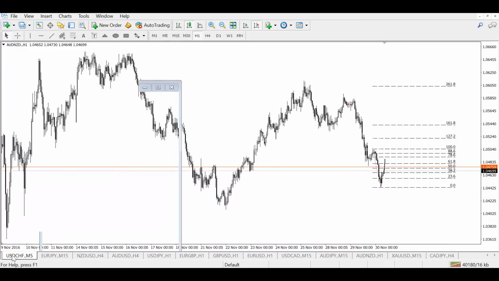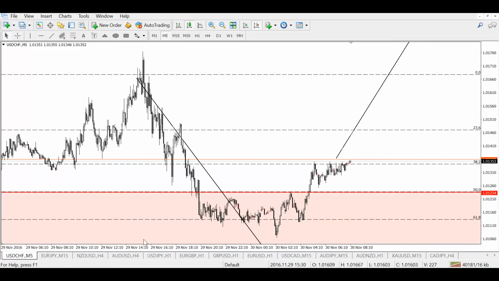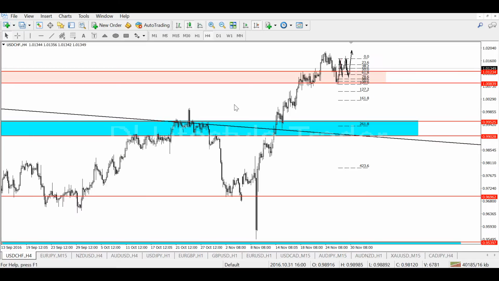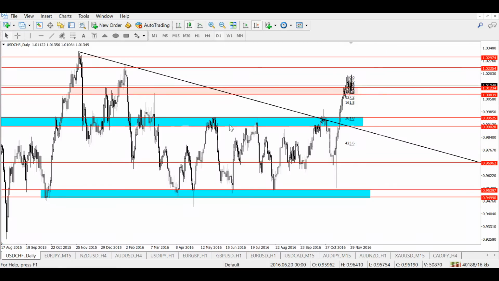Well, let's see. I would really like to talk about dollar against Swiss franc, because when it comes to retracement channel, so far dollar against Swiss franc is still one of my best pairs. In the daily chart, we have seen that the price broke above the major falling trend line right here, signaling for the price to appreciate further.